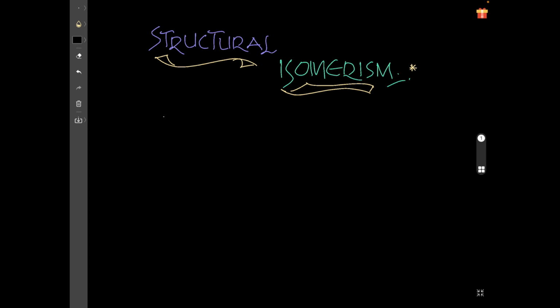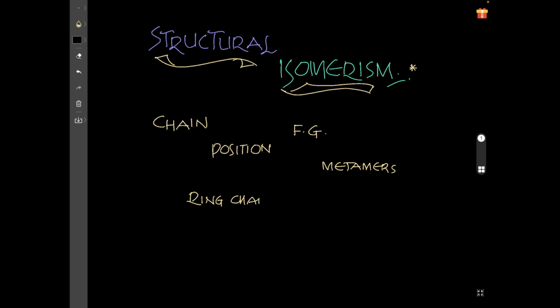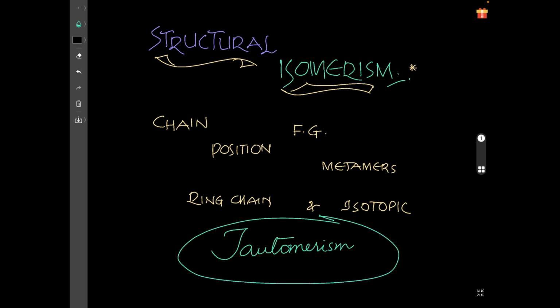It is of different types: chain isomers, position isomers, functional group isomers, metamers, ring chain isomers, and isotopic isomers. Teachers usually take tautomerism here also, but actually tautomerism is not true isomerism, but generally they teach it here. We'll go through all these one by one in this small session.